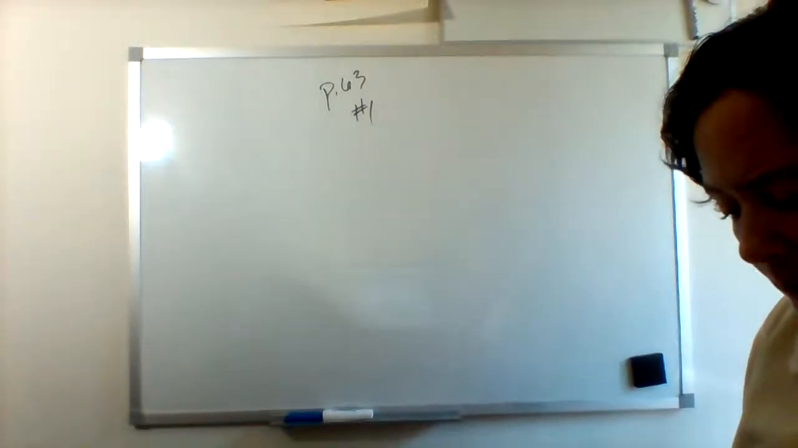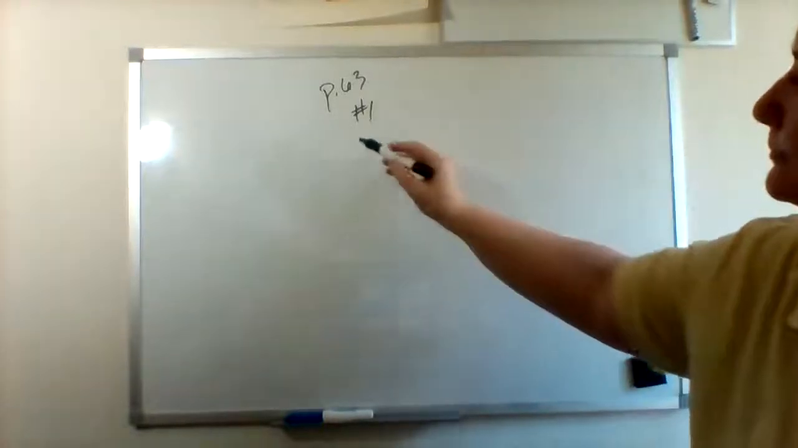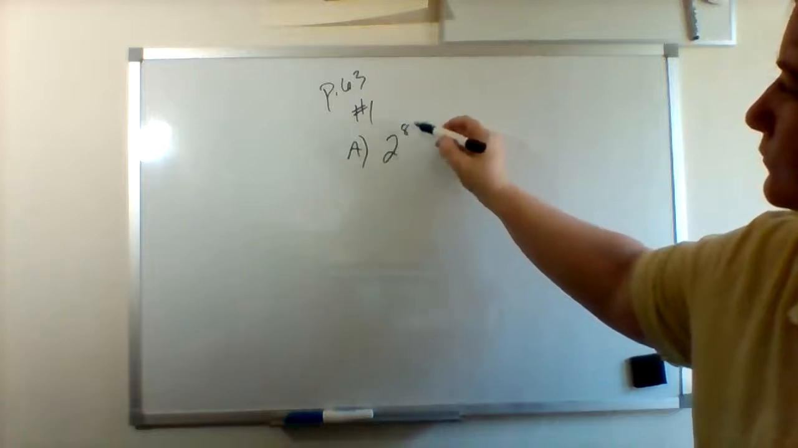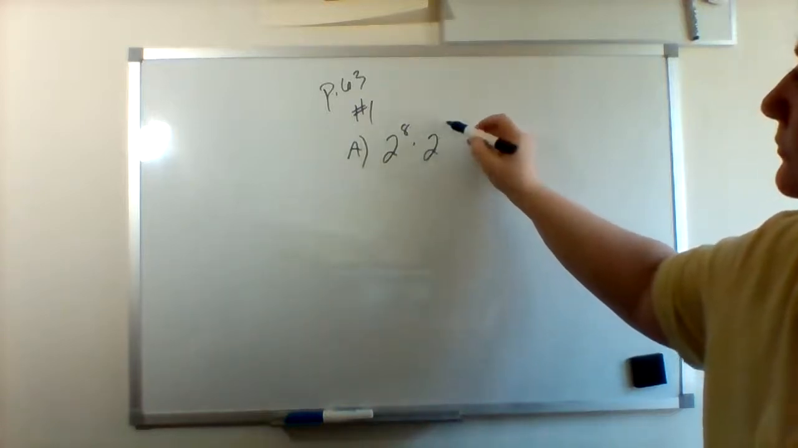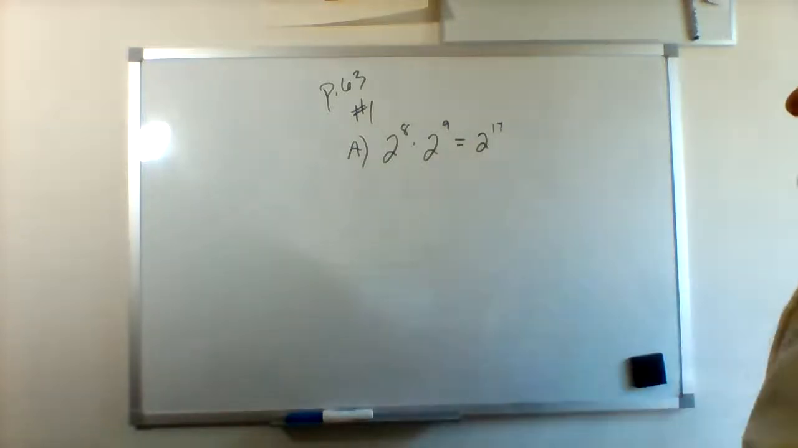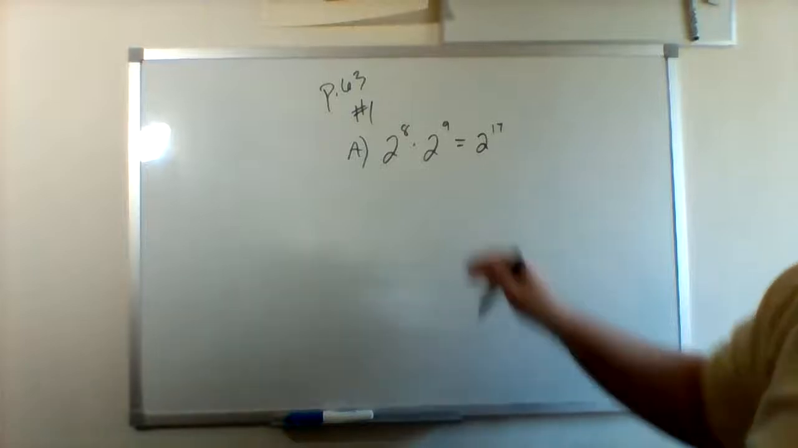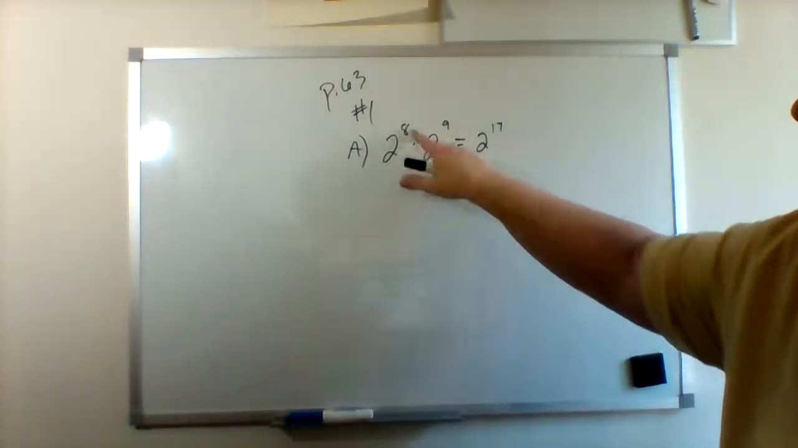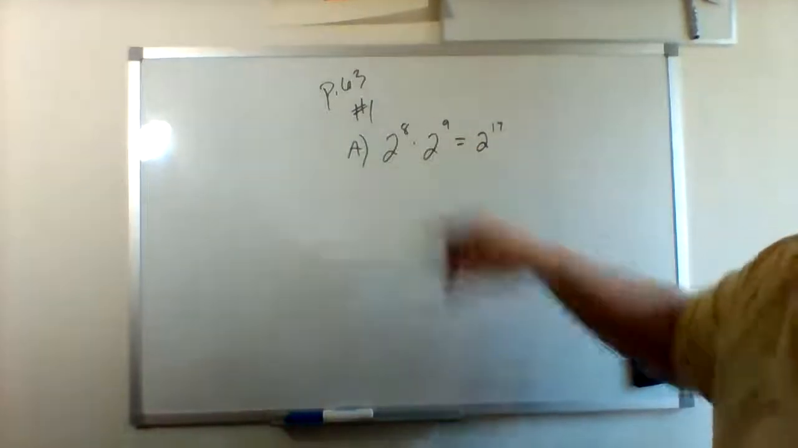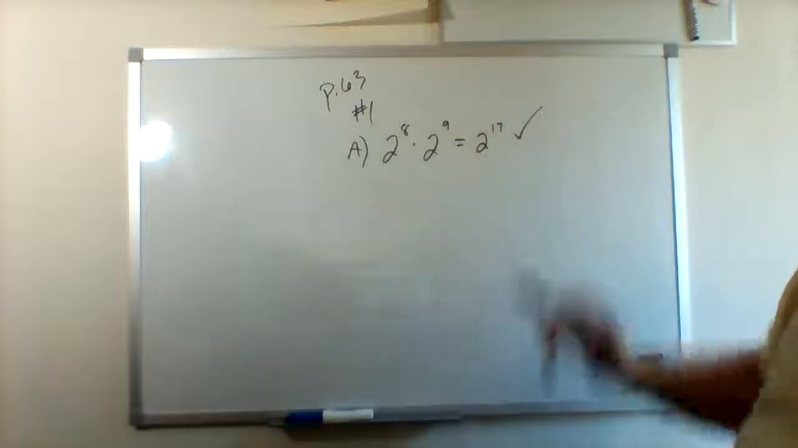Select all the true statements. Okay, let's ask ourselves if this is true or false. When I multiply bases that are the same, I'm supposed to do what to the exponents? I'm supposed to add. Is 8 plus 9 17? Yes, it is.